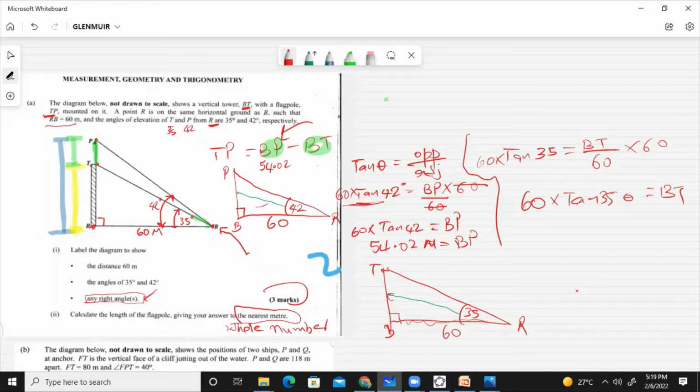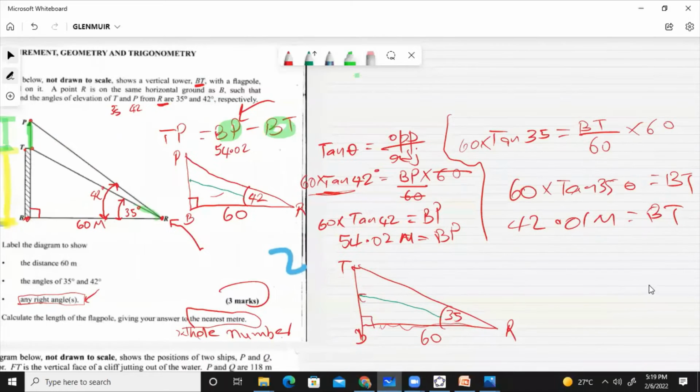All right, let's go. I'm getting 42.01 meters for BT. I need a confirmation from somebody. Yes, sir. All right. Thank you very much.